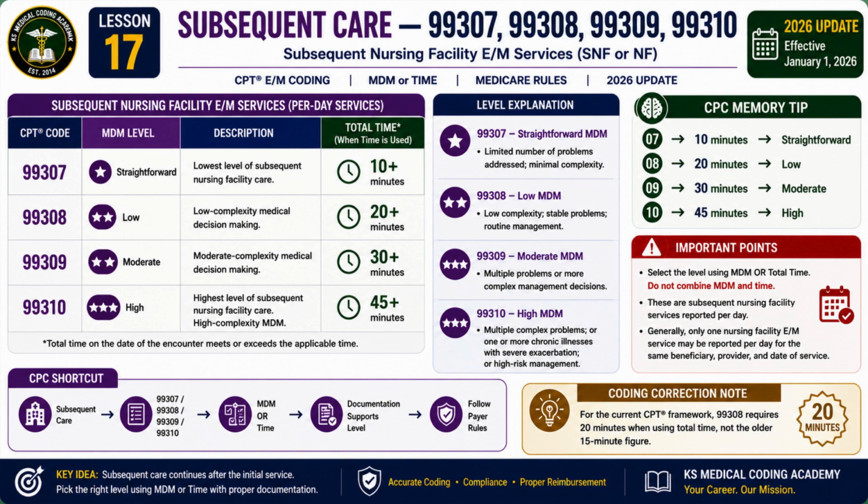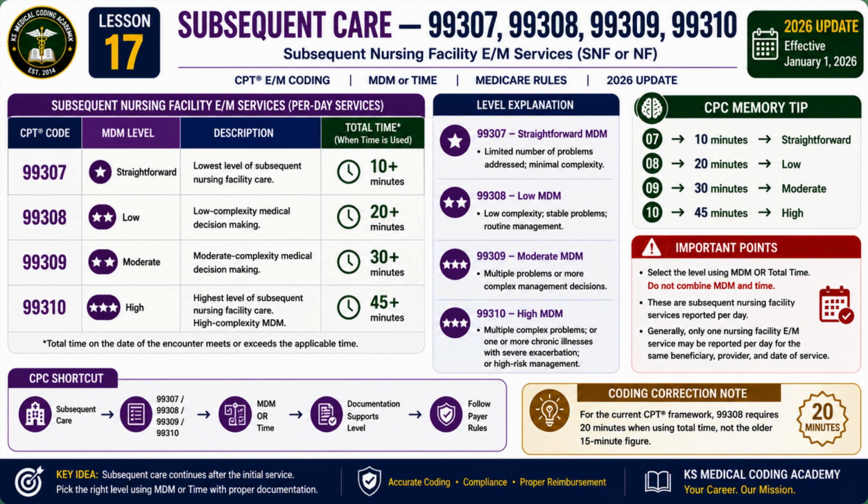These are per-day E/M services used for ongoing or follow-up care after the initial nursing facility service. CMS confirms that nursing facility E/M services are reported as per-day services and generally only once per day for the same beneficiary, provider, and date of service. The four codes progress by MDM level: 99307, straightforward MDM. When selecting by total time, the threshold is 10 minutes.